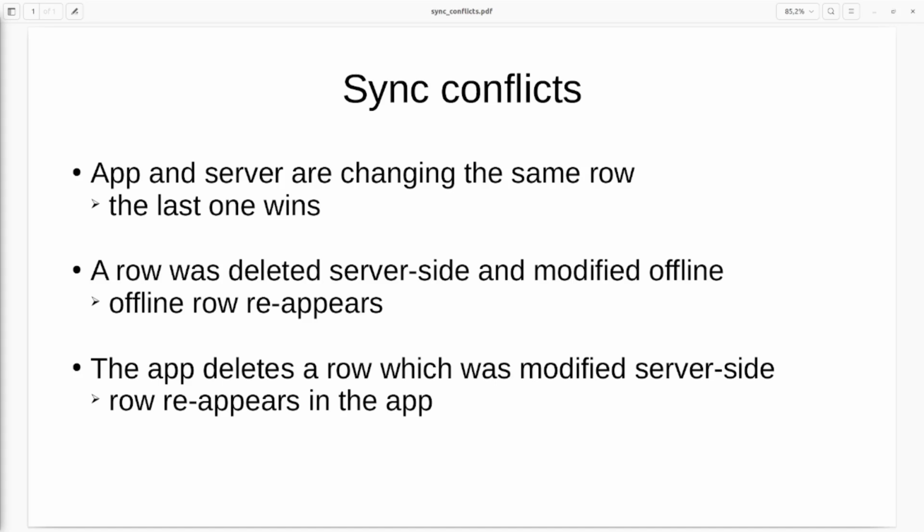So imagine you delete a row on your server, modify it in your offline mode, and run a sync. Then you will see this row again on your server after the upload. Works the other way around too. Imagine you delete a row in your app, change it on your server and run a sync. Then this row will reappear on your app. In our example, it could look like this.